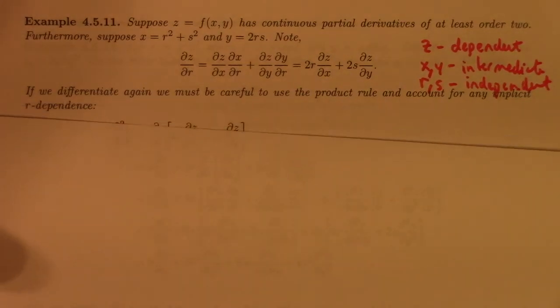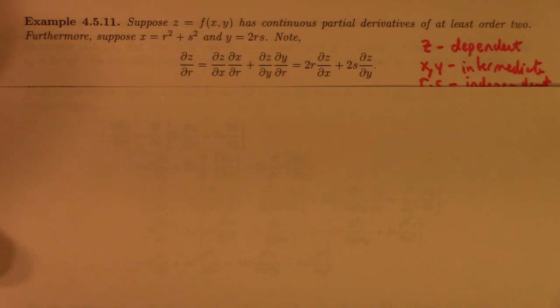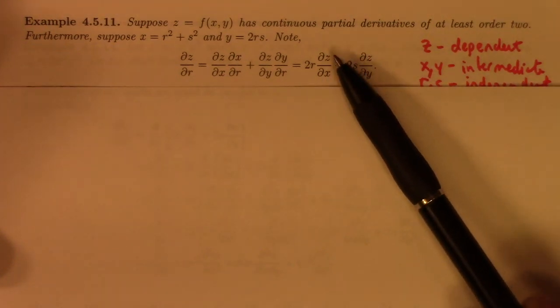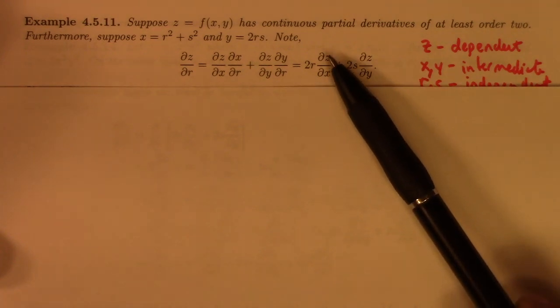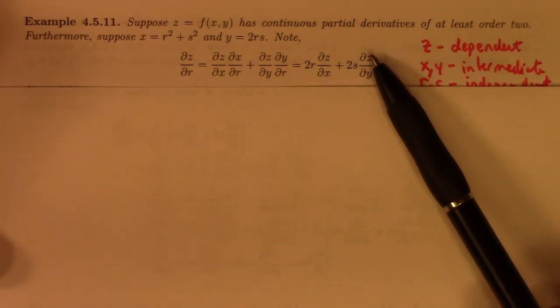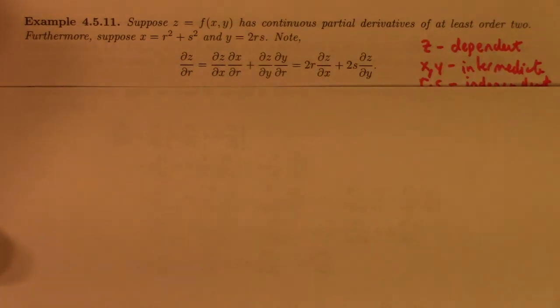So that's the first chain rule, and that's all you can do. It's 2r partial z partial x plus 2s partial z partial y. You could write partial f partial x, partial f partial y there, but you can't do more than that because I haven't told you the formula for f.